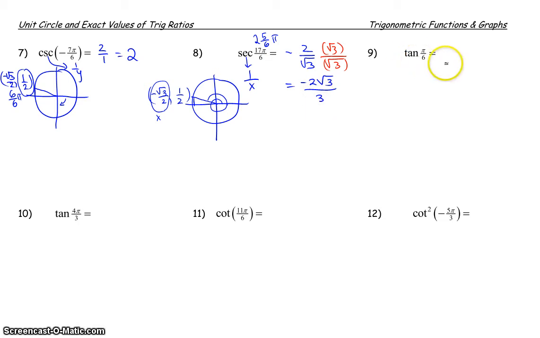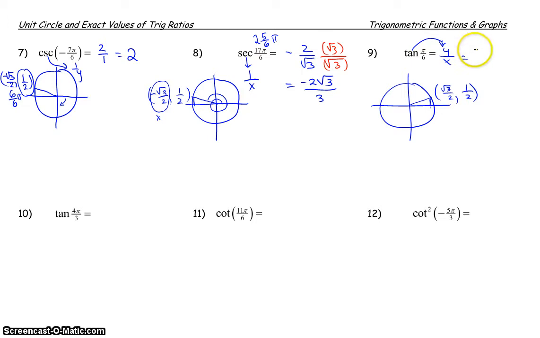Okay, number 9, tan of pi over 6. Okay, 1/6 of a pi. That's a nice one. So a little tiny bit of pi. It's the smallest amount we have that we know. Okay, coordinates. Coordinates would be big x and little y. Okay, and tan, if you recall, is y over x. So we take our y coordinate, 1/2, over our x, root 3 over 2.